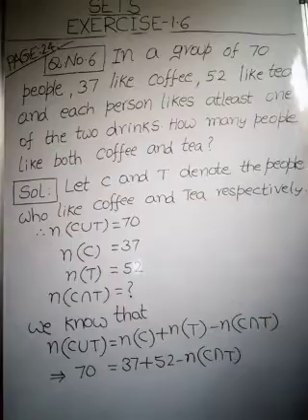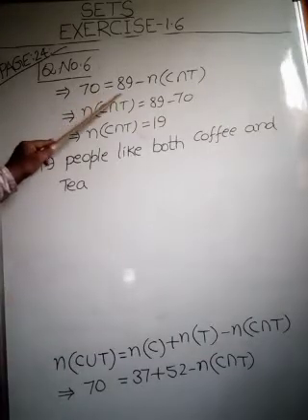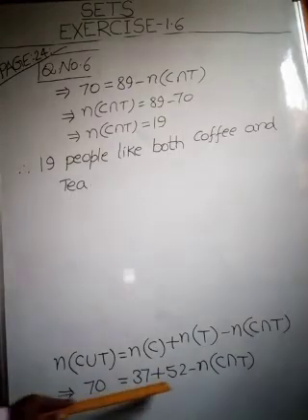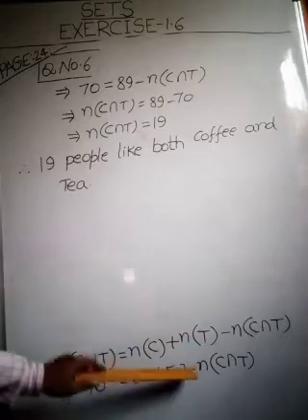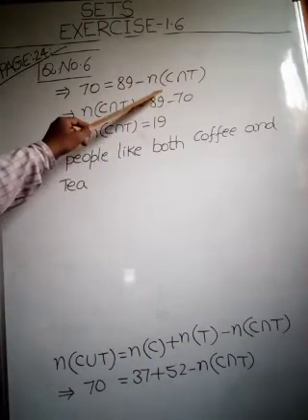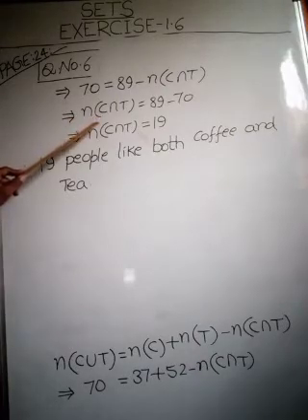Okay, my dear children? Right. This implies 70 is equal to 37 plus 52. What will you get here? 89 minus N of C intersection T. Understood this step, my dear children? Right. This implies we are finding N of C intersection T.